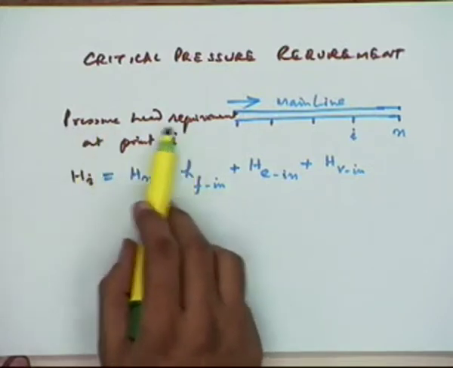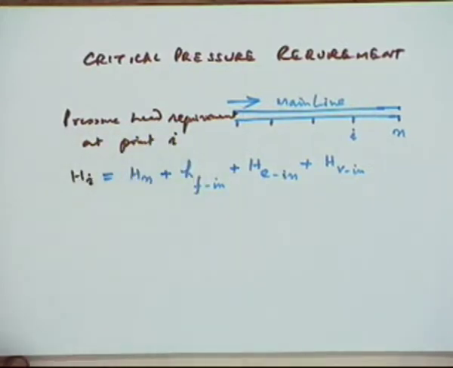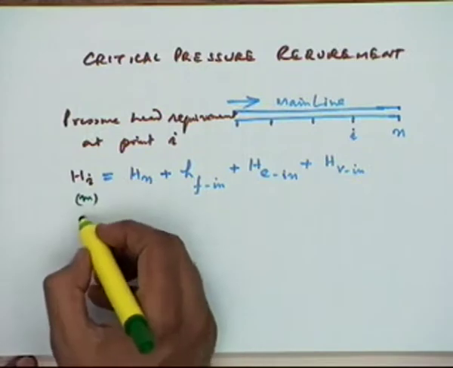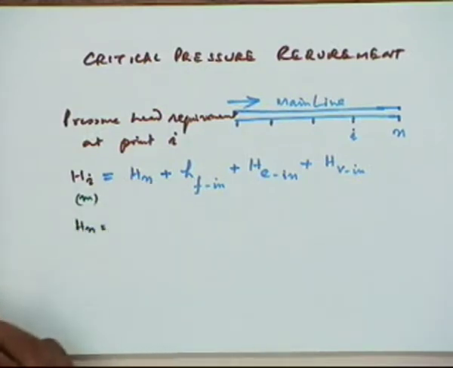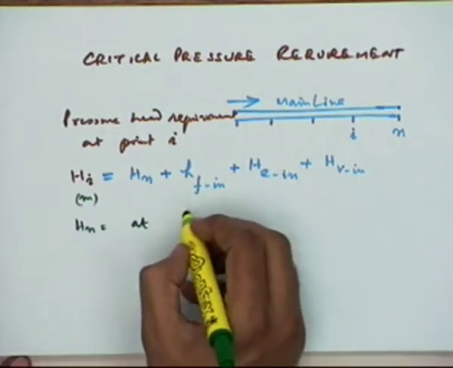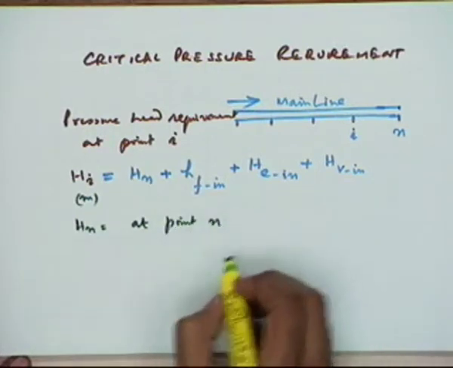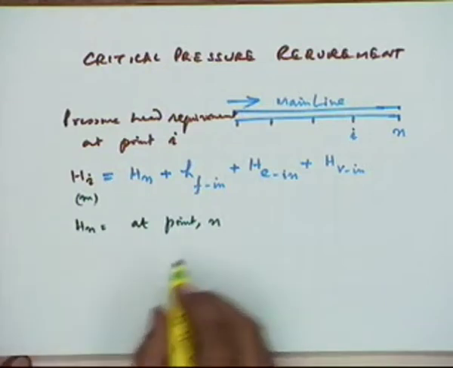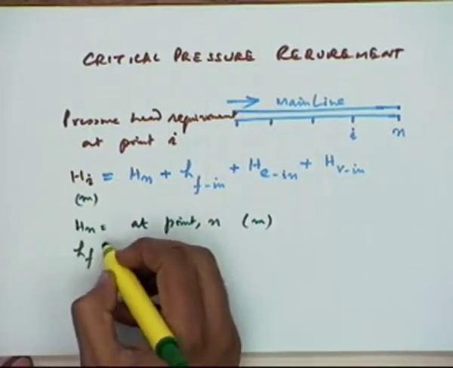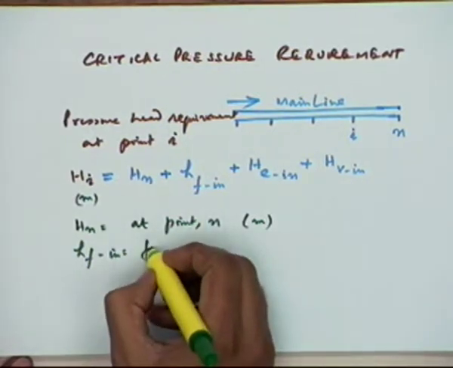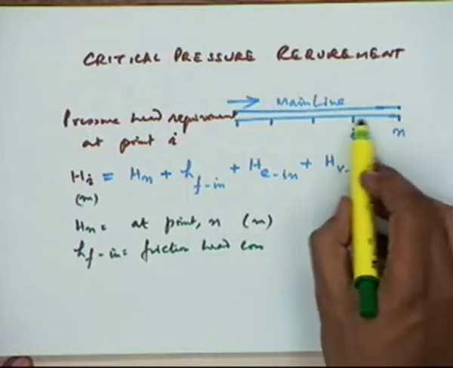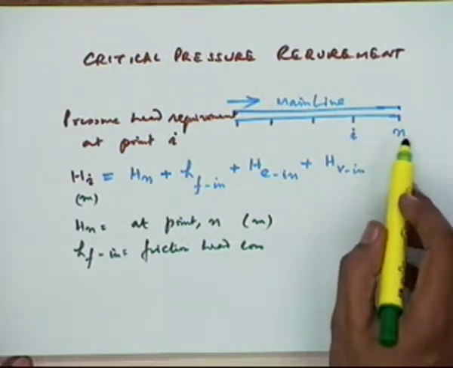HI, we have already mentioned, is the pressure head requirement at point I, and this is expressed in meters. HN is the pressure head required at point N, again expressed in meters. HFIN is the friction head loss. There will be some friction head loss in the section from I to N.